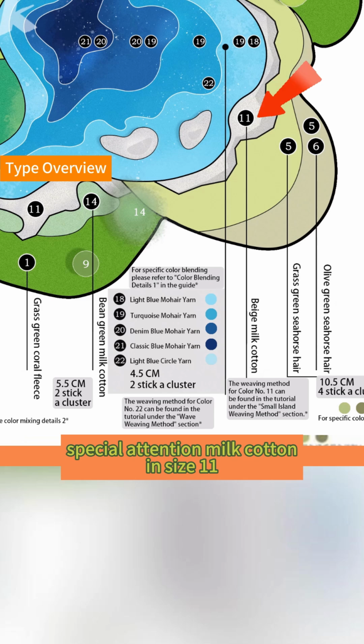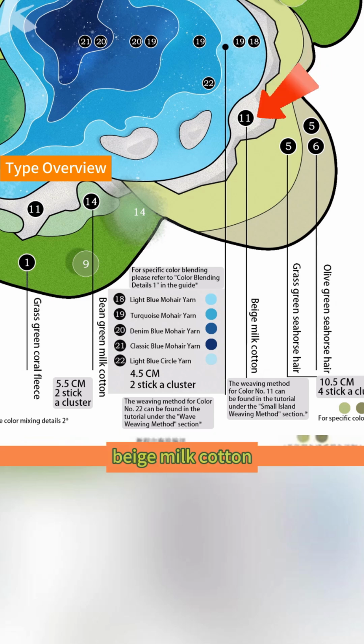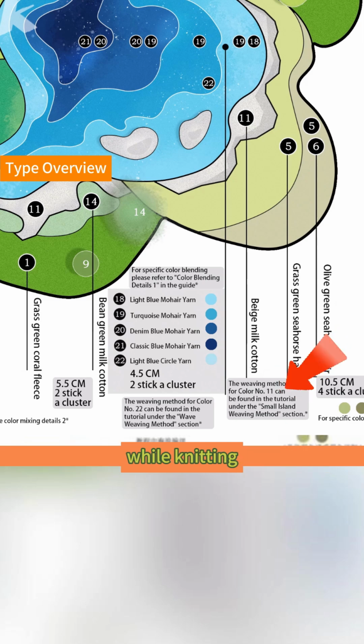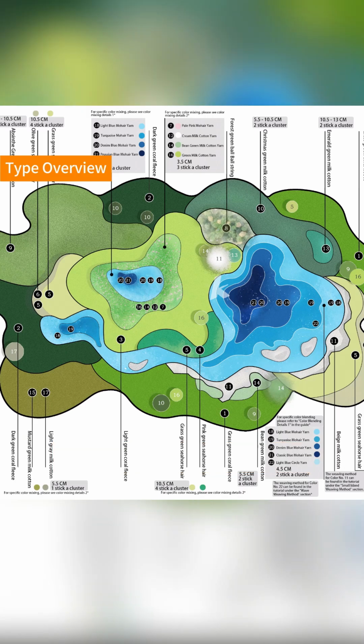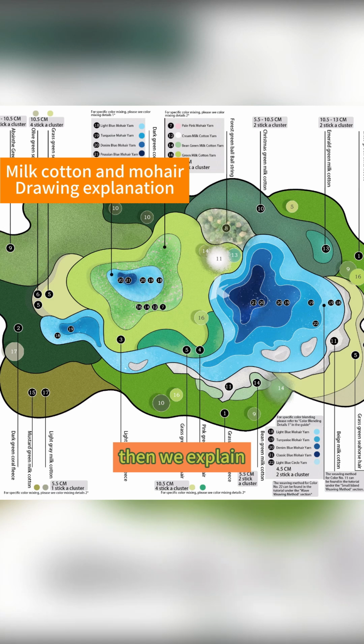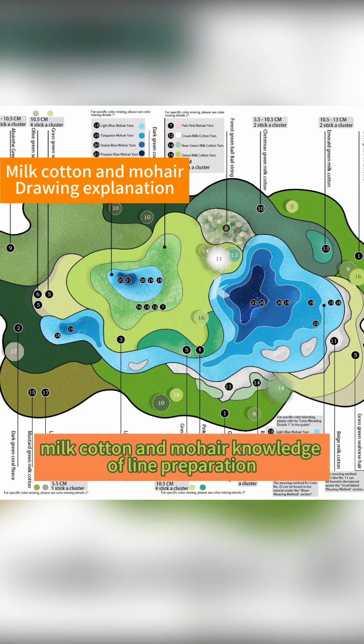Special attention: milk cotton in size 11, beige milk cotton. Its weaving method is the weaving method of the island. While knitting, check out the weaving tutorial. That's it for the types of wool and knitting methods. Then we explain milk cotton and mohair.